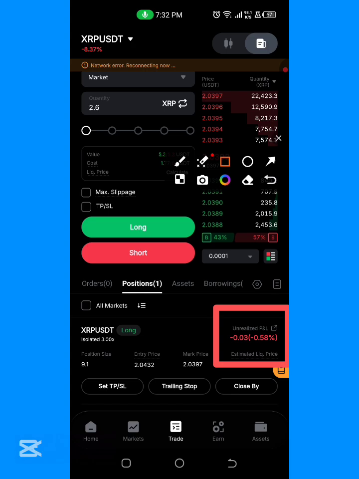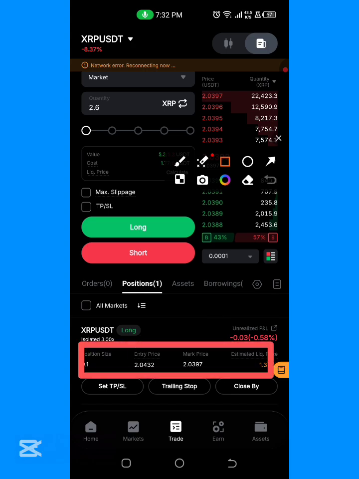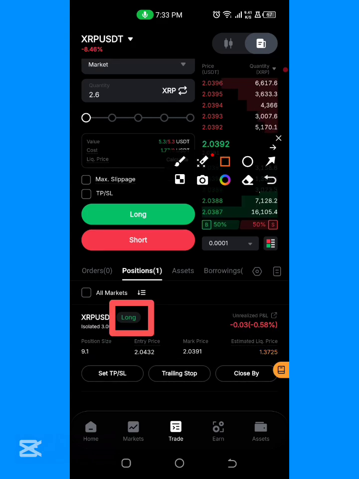And some other thing I need to explain to you. Look at this place. You can see position size, my own position size. Another thing is entry price. How much did I buy it? That entry price, and you can see the mark price, which I explained. That is the exact price that the system was able to fill the trade.